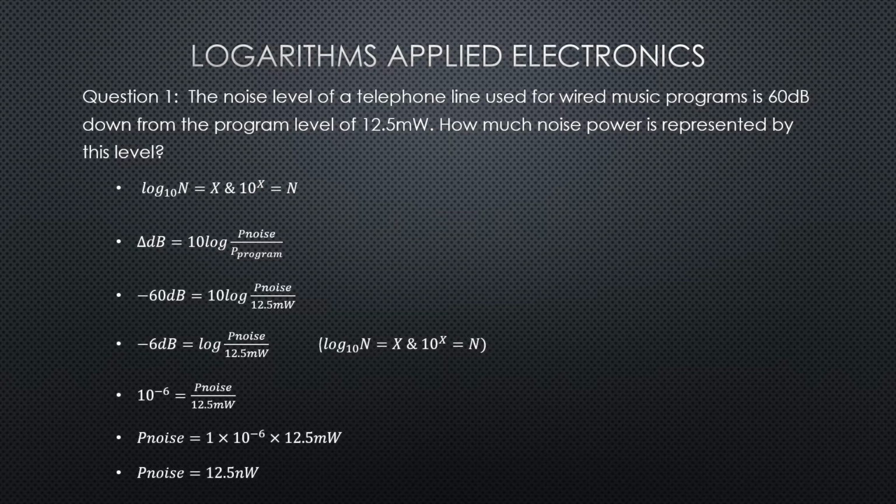And we know that log n is equal to x and 10 to the x is equal to n. So now we've divided the 10 across, and we've got minus 6. So 10 raised to the minus 6 is going to be equal to our P noise divided by 12.5 milliwatts. So our program noise at 60 dB down should be equal to 12.5 nanowatts.